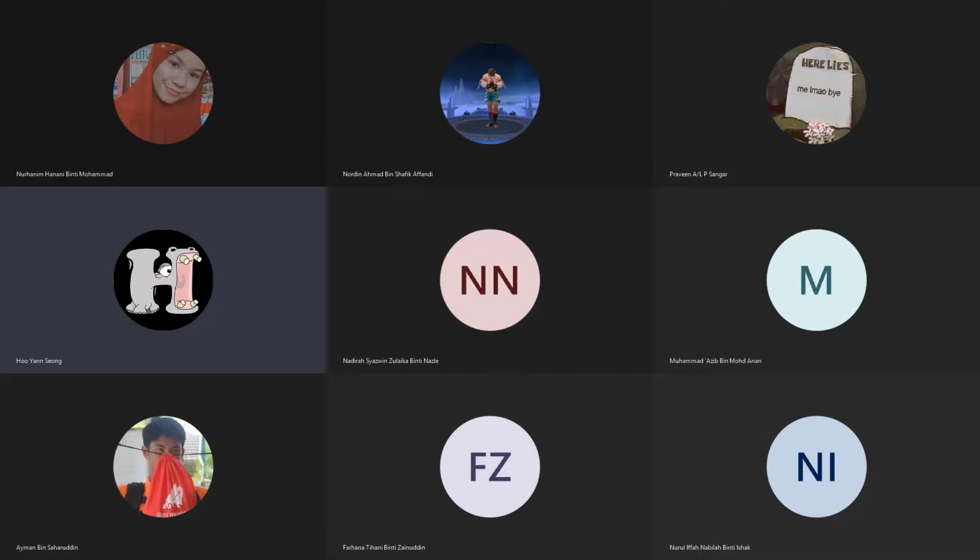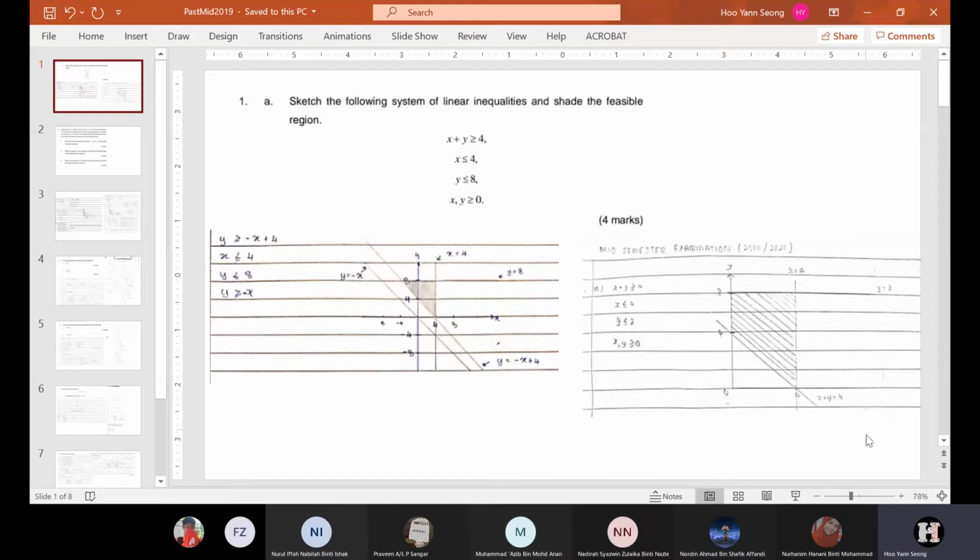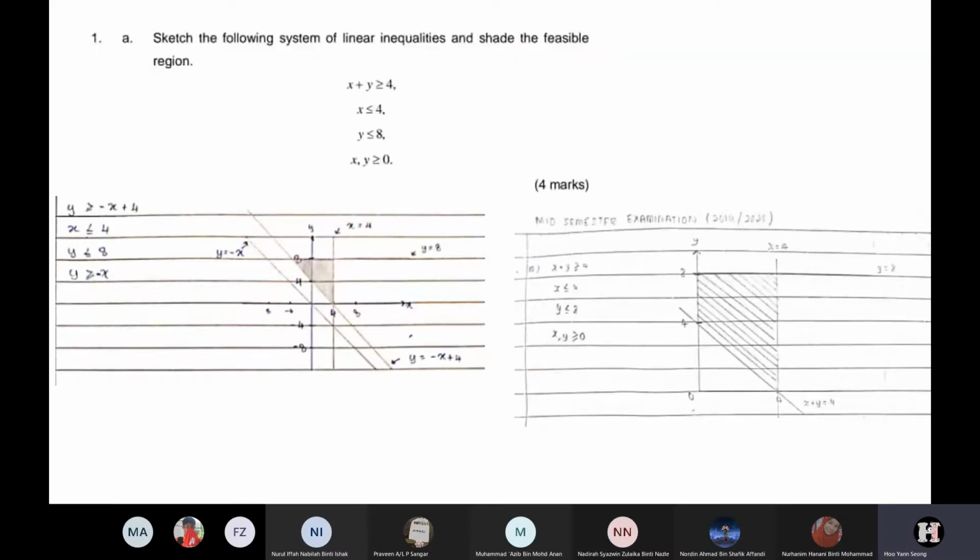Let us look at this, 2019-20. There are two students who sent me their answers. Let us look at the answers, and then we will discuss what goes wrong, what is the careless mistake that occurred over here.